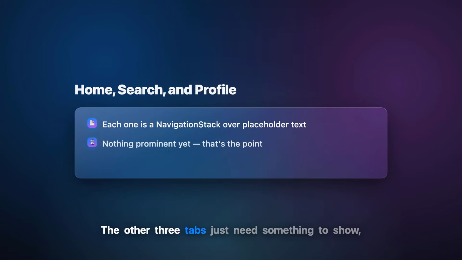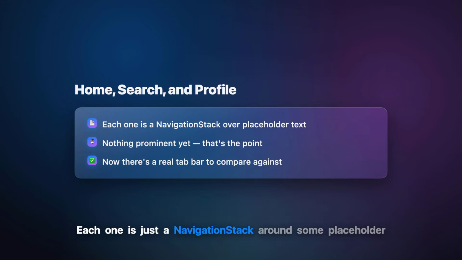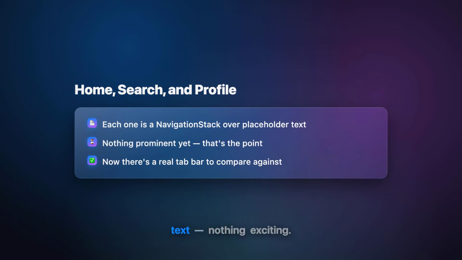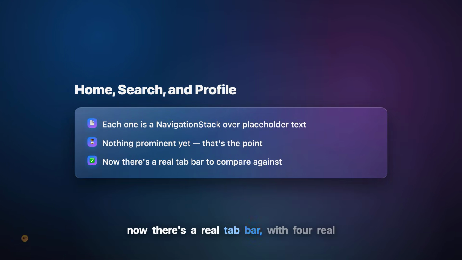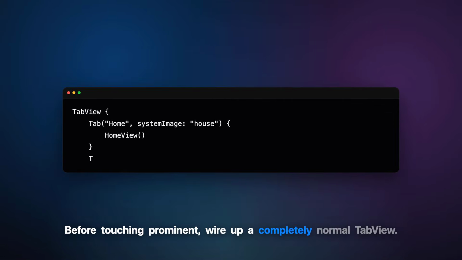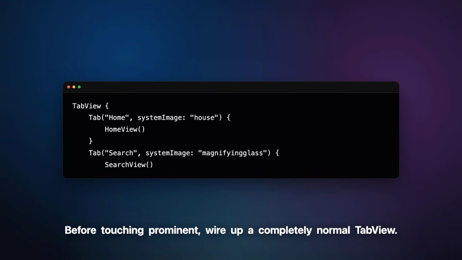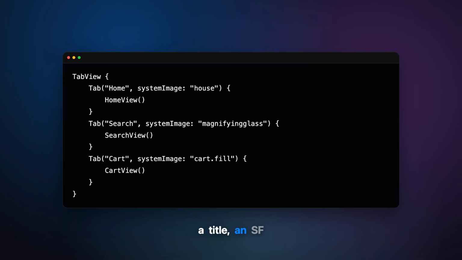The other 3 tabs just need something to show for now. Each one is just a navigation stack around some placeholder text, nothing exciting. And that's the point. Now there's a real tab bar with 4 real destinations to compare against. Before touching prominent, wire up a completely normal tab view. This is the iOS 27 tab builder syntax: a title, an SF symbol, and a closure for the destination. Build and run right now and every tab looks exactly the same weight.